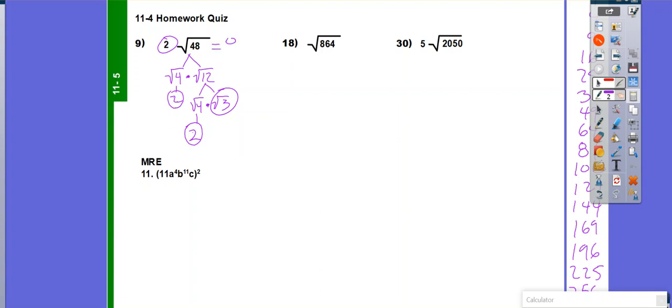Now, is that the only piece that we have in our little factor tree diagram? So what else do we need to add with it? The 48. No, not the 48. Or the 3. The square root of 3. So the correct answer is 8 times the square root of 3. You will get 1 point for the correct answer, 1 point for the correct work, for a total of 2 points.